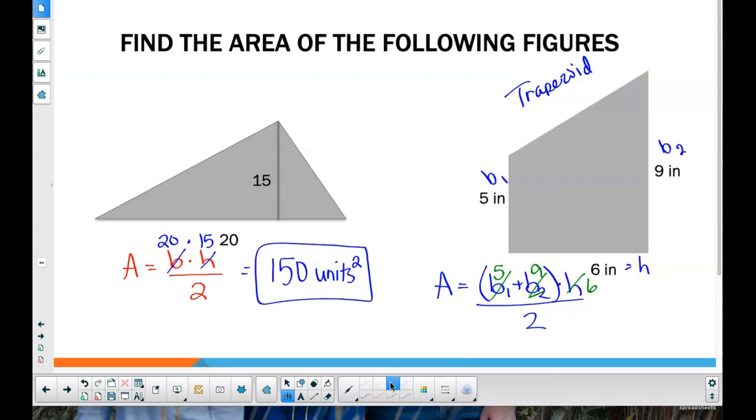Okay, now you gotta listen really closely. You can't just grab your calculator and type it all in at once. You're probably gonna get the wrong answer. In fact, I know you will. If you type this all in at once, you're gonna type 5 plus 9 times 6. Your calculator is gonna do 9 times 6 first. And that's not what you want, right? You have to do what's in the parentheses first. Do that in your head. What's 5 plus 9? 14. Now, use your calculator and do 14 times 6 divided by 2. 14 times 6 divided by 2. And you get 42.